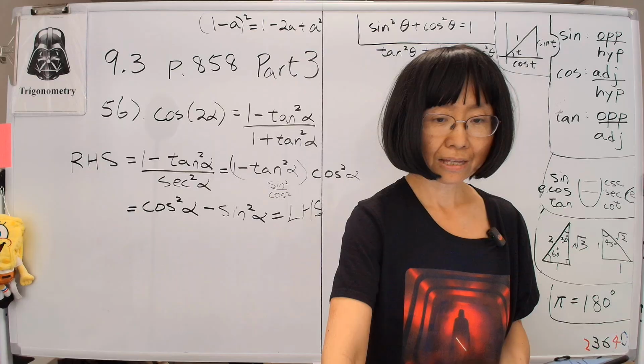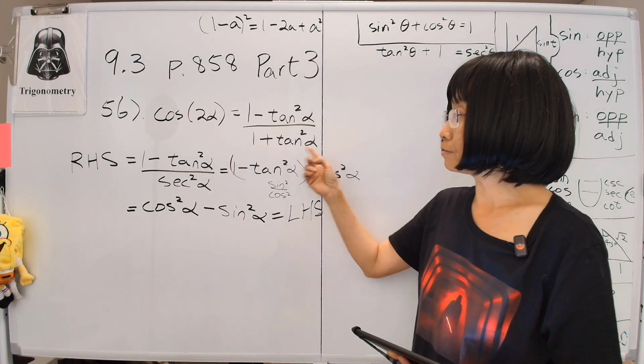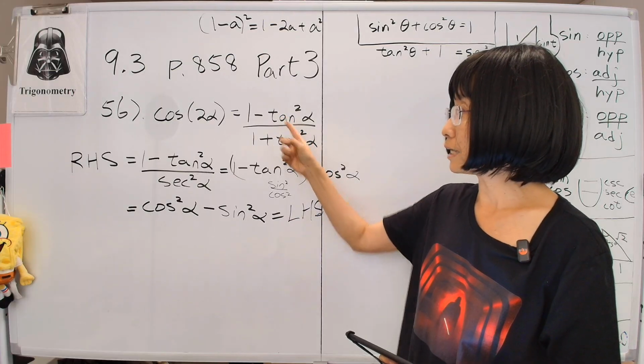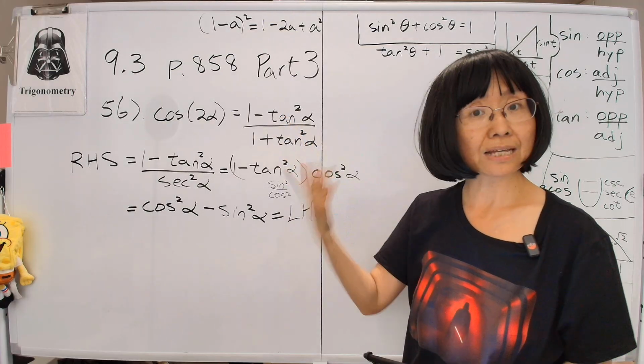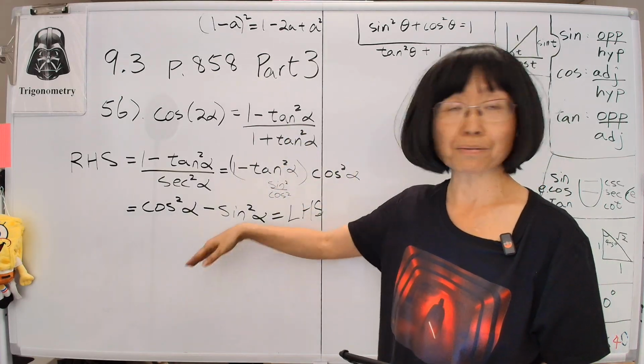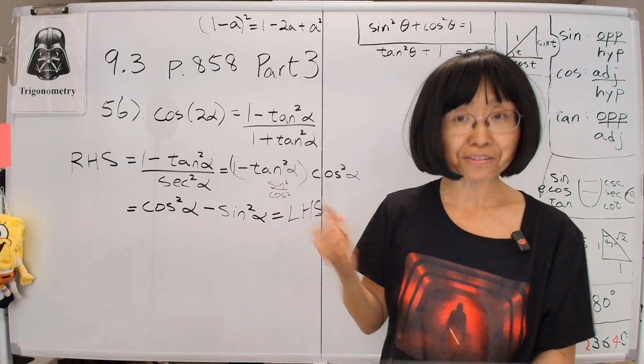Next. But I should mention that if you don't notice or remember that this is secant squared, you can just turn the tangents into sine over cosine, and then work on the fractions, and everything will come out the same way. It doesn't really matter how you do it. There's more than one way to skin the cat.